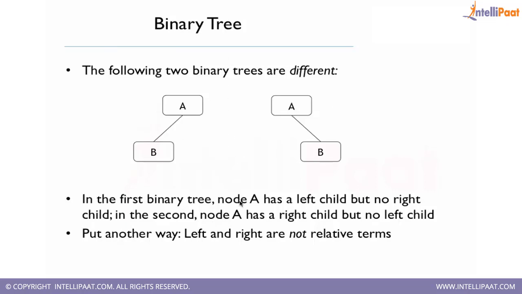So hence we call it a different binary tree. In the first binary tree, node A has a left child but no right child, correct? So it has a left child but no right child. In the second, node A has a right child but no left child. Put another way, left and right are not relative terms. You cannot just do some relation between left and right.